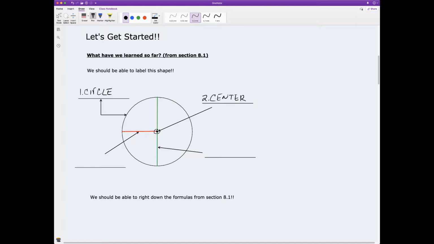All right, what about this red line right here? What do we call this? Oh, this is number 3. Yes, that is called the radius. And finally, this green line that goes from one side of the circle through the center to the other side of the circle, what is that called? That is called the diameter. All right, give yourselves a hand with the review. That's pretty good. I'm very impressed.